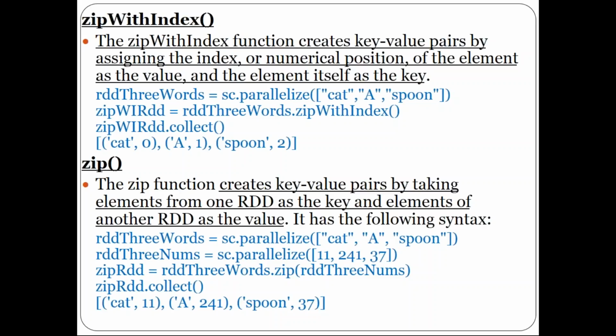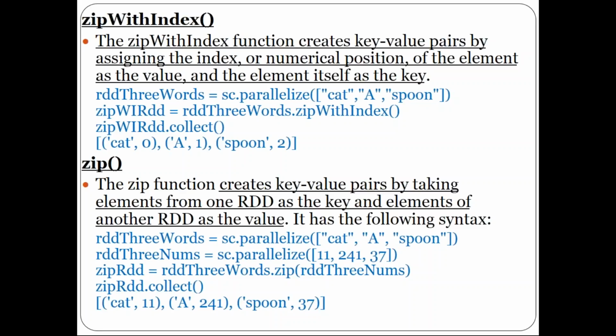Now the zip function does nothing but create key value pairs by taking an element from one RDD as the key and the element of another RDD as the value. For example, you have cat, a, spoon, and you have 11, 241, 37. When you apply the zip function, cat will be paired with 11, a will be paired with 241, spoon will be paired with 37. So cat and 11 are key value pairs now, a and 241 are key value pairs, spoon and 37 are key value pairs.